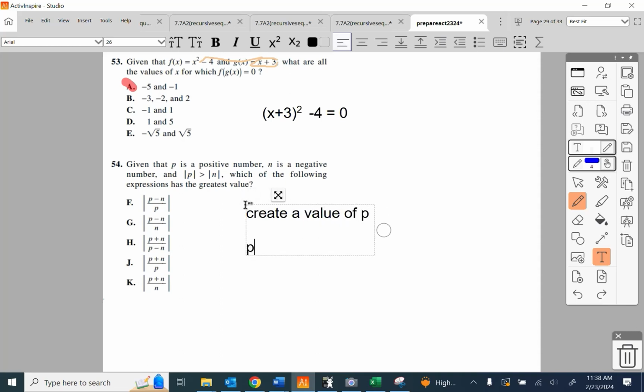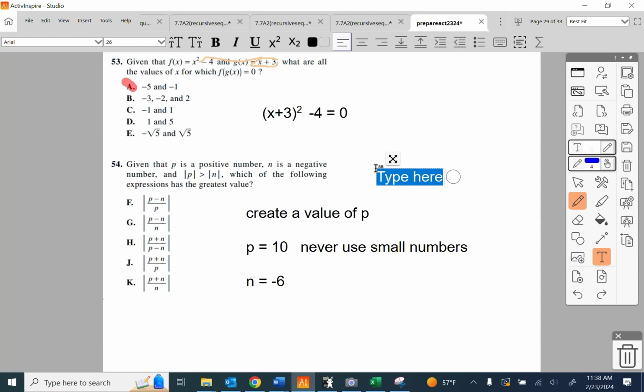All right, I'm going to let p be something like 10. You never use small numbers. Ever, ever, ever. And the absolute value of p has to be greater than n. Now, n is supposed to be negative, but n is going to be something like -6, because the absolute value of 10 is greater than the absolute value of -6. I couldn't let n be something like -12. It had to be something numerically smaller and negative.